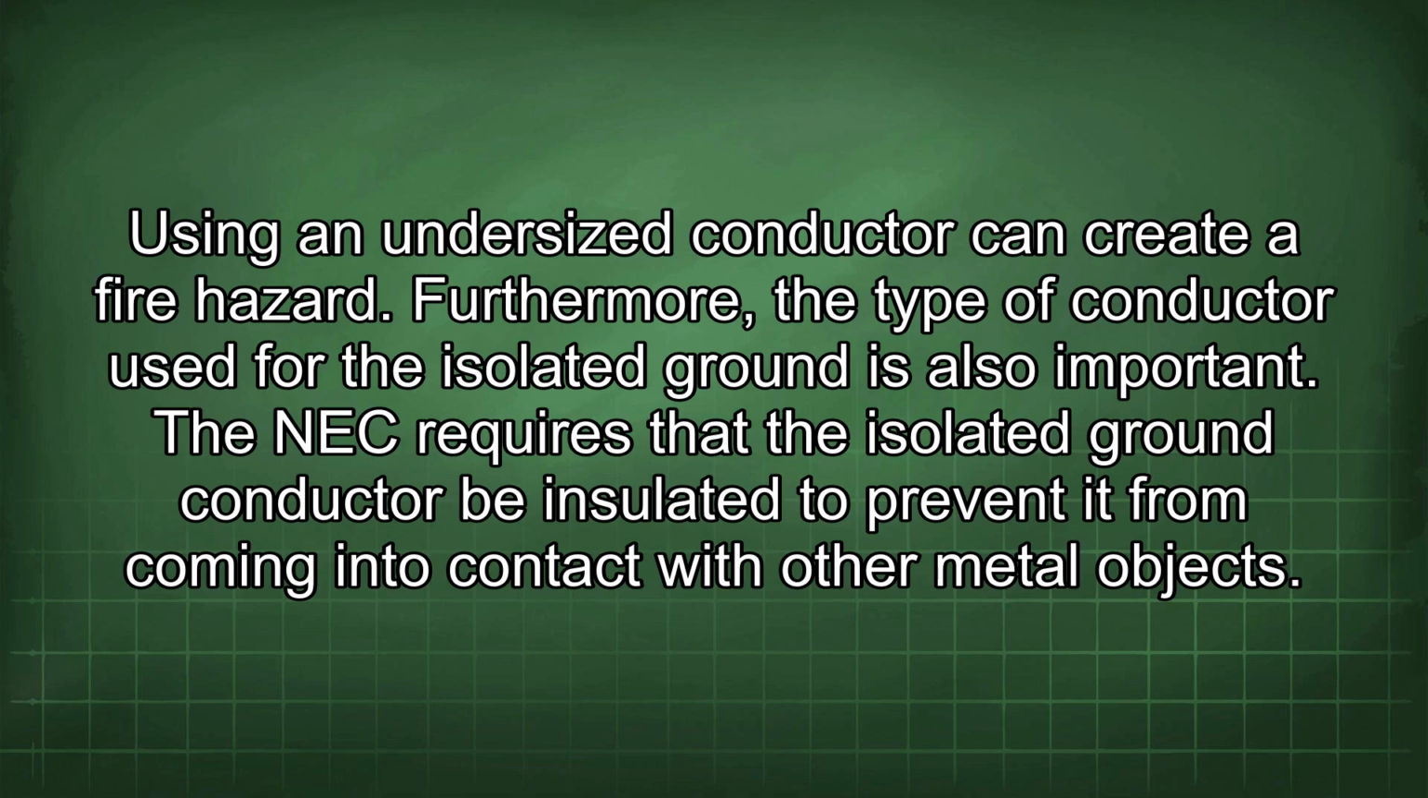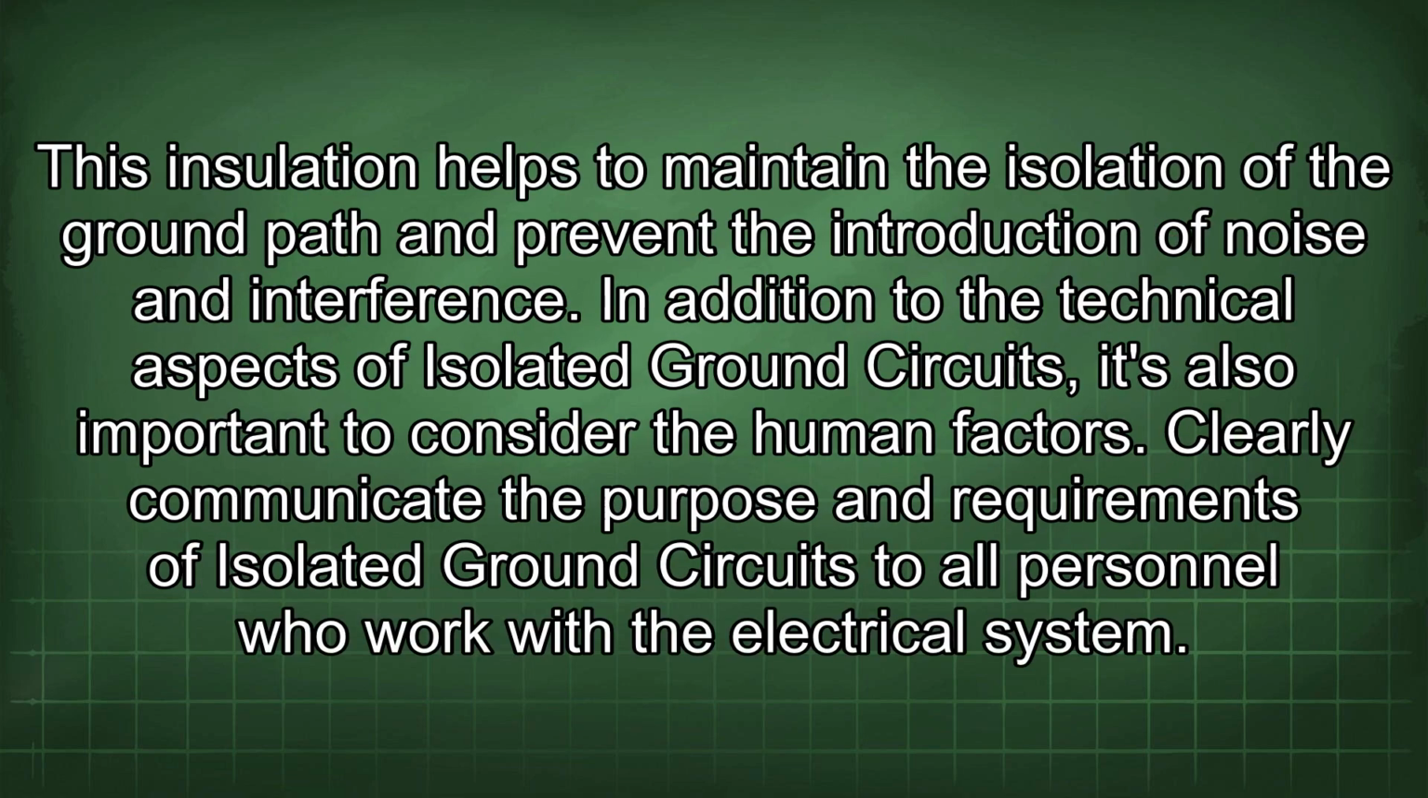Furthermore, the type of conductor used for the isolated ground is also important. The NEC requires that the isolated ground conductor be insulated to prevent it from coming into contact with other metal objects. This insulation helps to maintain the isolation of the ground path and prevent the introduction of noise and interference.